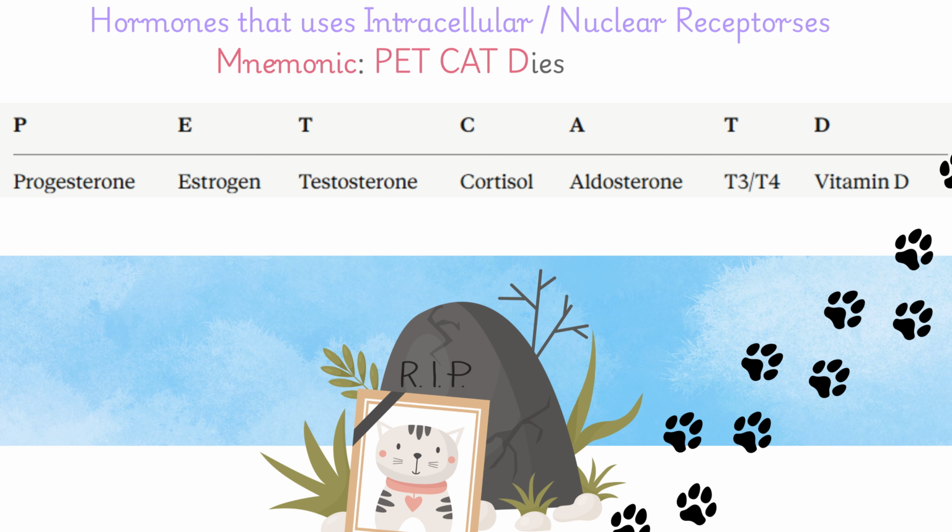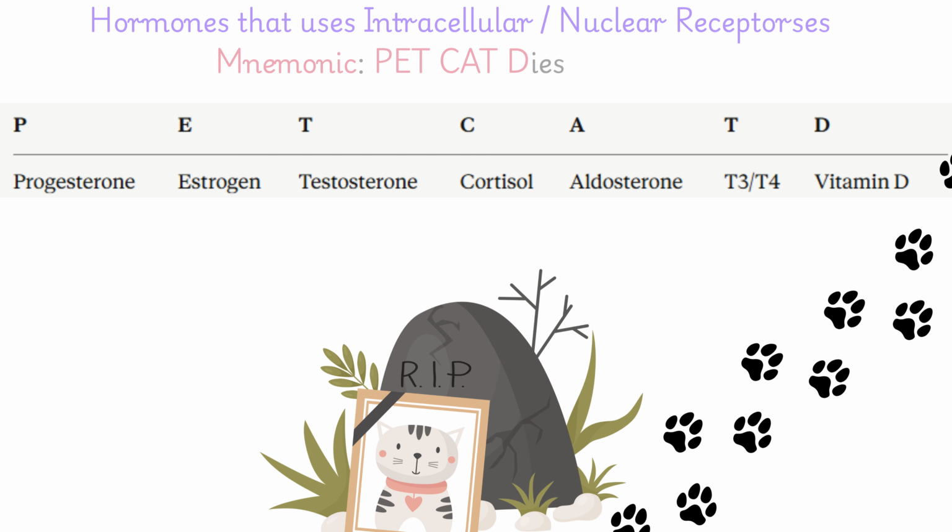The second last pathway is the intracellular receptor pathway, also called the nuclear receptor pathway. This pathway is mainly used by steroid hormones and a few other hormones. The mnemonic is PET-CAT dies. P is for progesterone. E is for estrogen. T is for testosterone. C is for cortisol. A is for aldosterone. T is for T3 and T4, the thyroid hormones. D is for vitamin D.